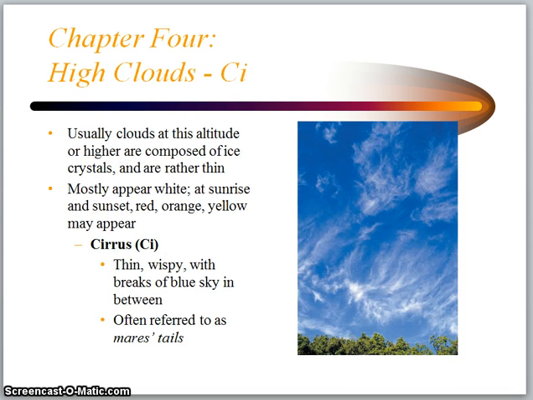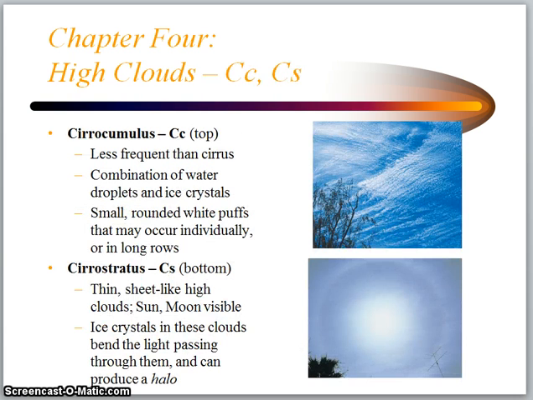And then we get to the high clouds, which are the high, thin, wispy cirrus clouds. And usually, when you get to the altitude of these clouds, the clouds are made up of ice crystals and are rather thin, as opposed to water droplets. These are thin, wispy clouds made out of ice crystals, the cirrus clouds, with breaks of blue sky in between. And because of their shape and their form, they're often referred to as mare's tails, like the tail of a horse.